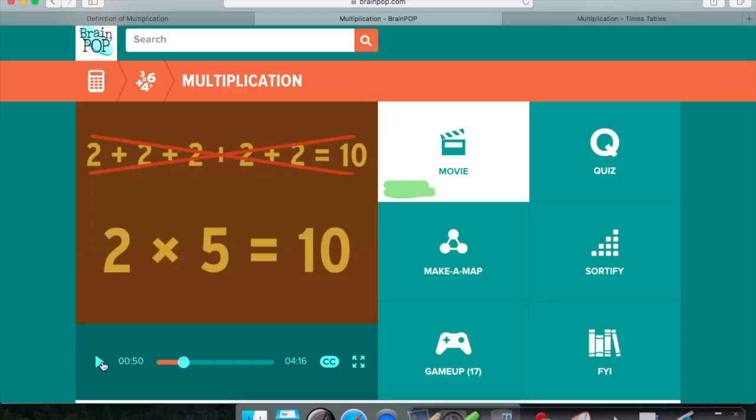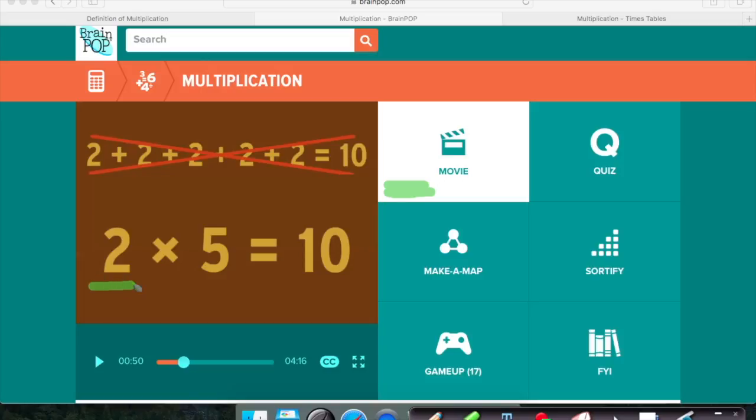Alright, so again, multiplication is just repeated addition. So it's like 2 plus 2 plus 2 plus 2 plus 2, that equals 10. But to save you time, all you need to do is multiply 2 by 5. Okay, 2 times 5 equals 10.